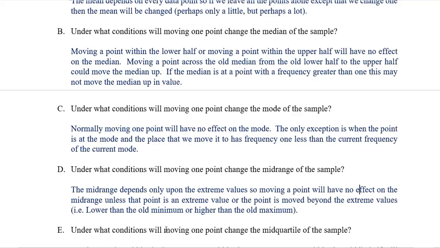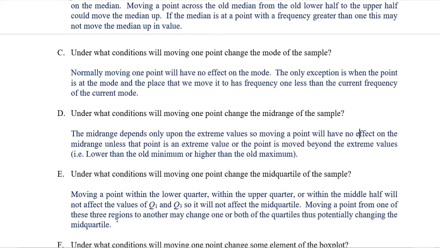Under what conditions will moving 1 point change the mid-quartile? Well, very similar to the answer for the median. If you move a point within the lower quarter or within the upper quarter, that's not going to affect Q1. And if you move it within the middle half, that's not going to affect Q1 or Q3, either one. And if you move it within the lower quarter or within the upper quarter, that's not going to affect Q1 or Q3, either one. So it won't affect the mid-quartile.